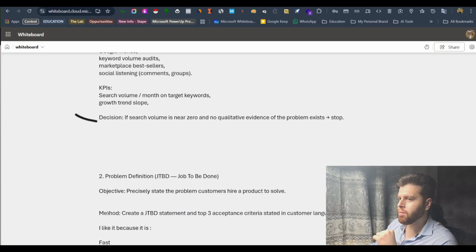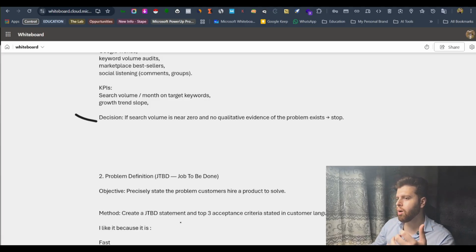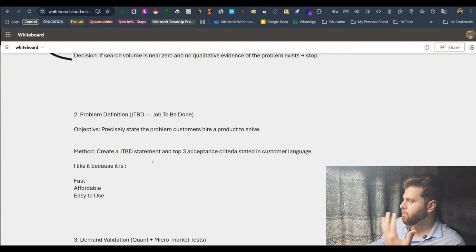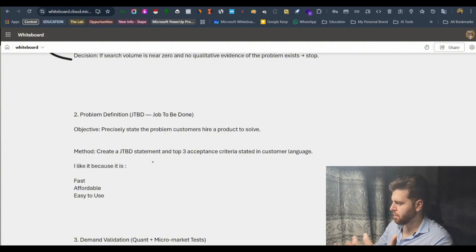Then problem definition or job to be done. The objective here is to precisely state the problem customers are really looking to solve. The method that you need to use here is to create a statement from the comments or from the reviews or from any reliable source of data, where you state the acceptance criteria in customer language. So you will be looking for something like, I like this product because it's fast, affordable, and easy to use.